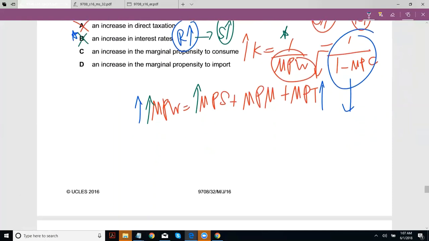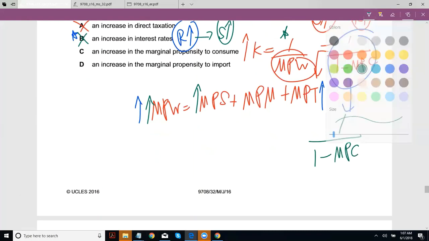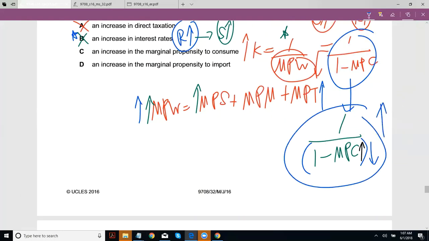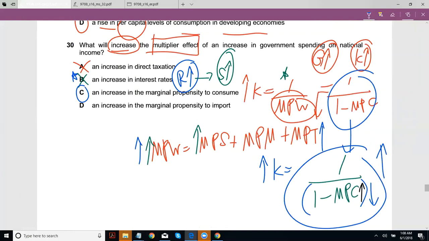Now, if you look at this particular formula, 1 upon 1 minus MPC. Now, follow me for just a sec. If I increase MPC, that means that this entire bracket goes down because it's 1 minus, which means that this entire fraction goes up, because if the denominator decreases, the fraction will increase, which means the multiplier increases. So you could have made it simpler.